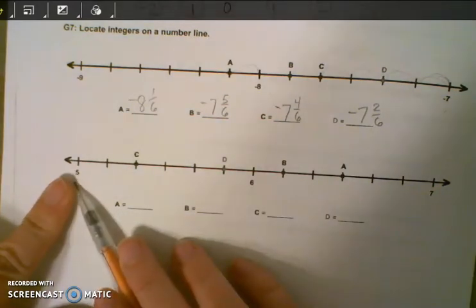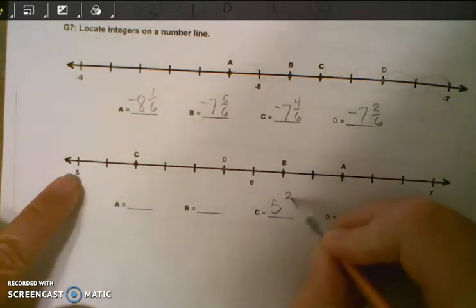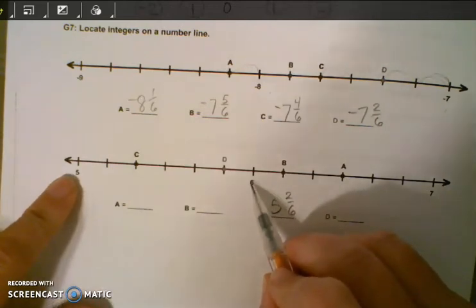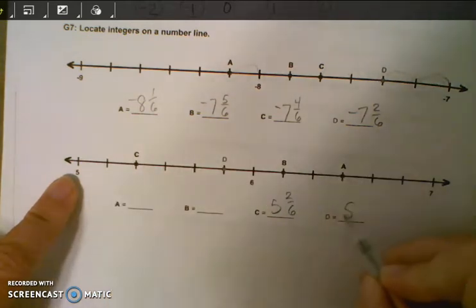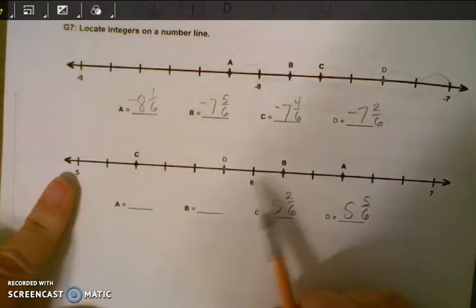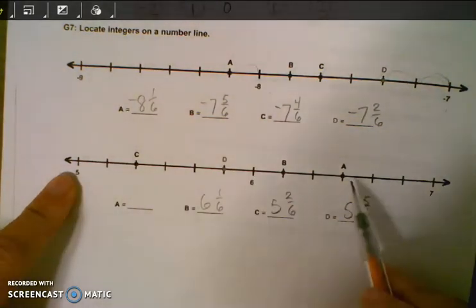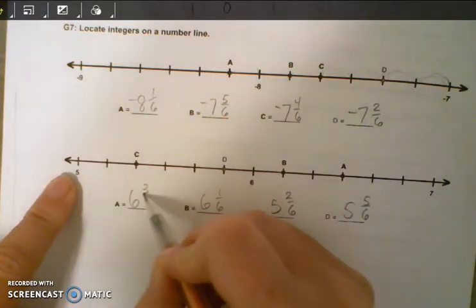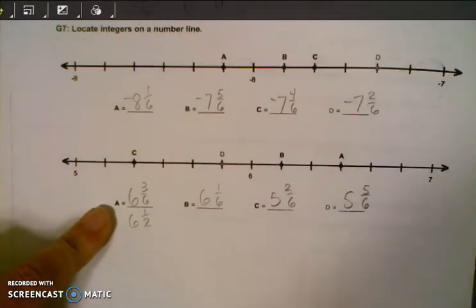So this is +5 and 2/6. D is +5 and 5/6. B is 6 and 1/6. And A is 6 and 3/6. Or we could call that 6 and a half, because 3 out of 6 is 1/2.